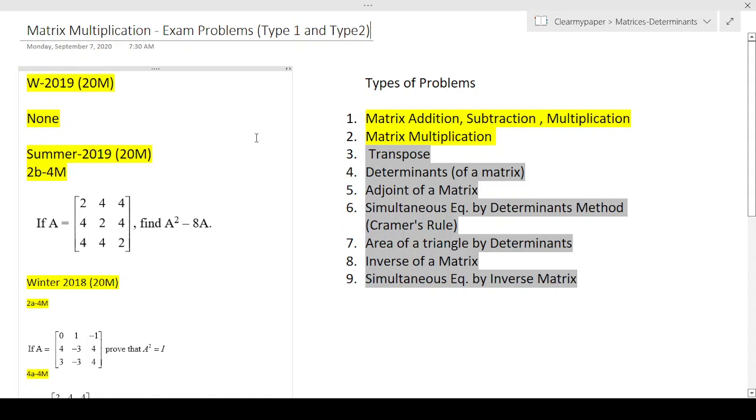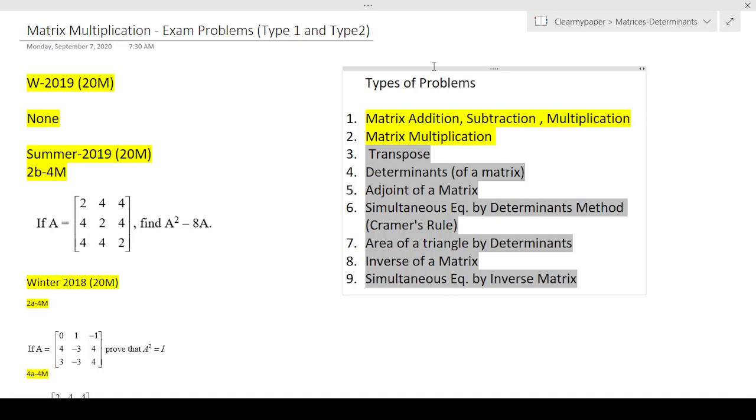Hey guys, let's come back to the matrix multiplication examination problems. Again, we are trying to solve it for the Maharashtra State Board. Paper code is 22103, basic mathematics, first year diploma. That's what we are trying to do here.